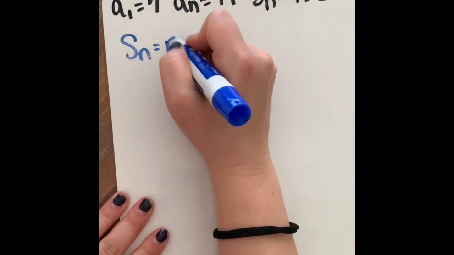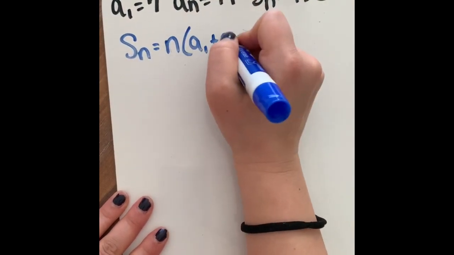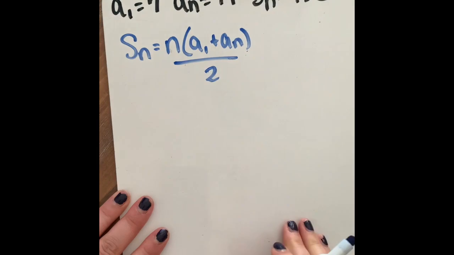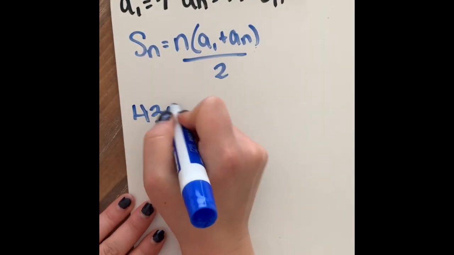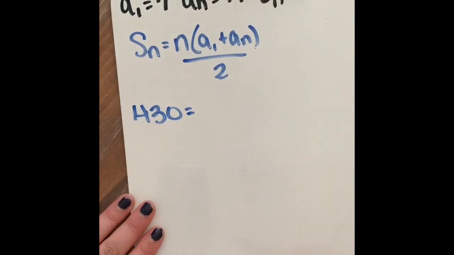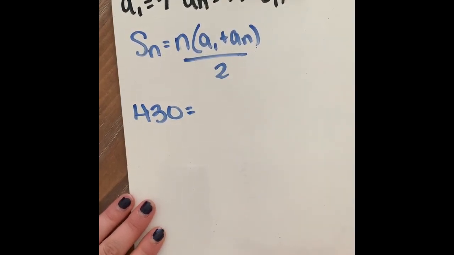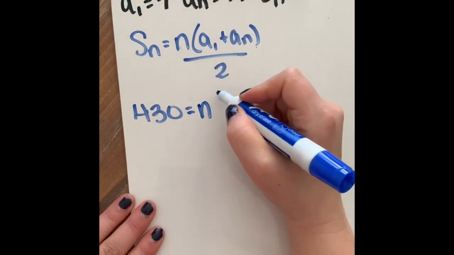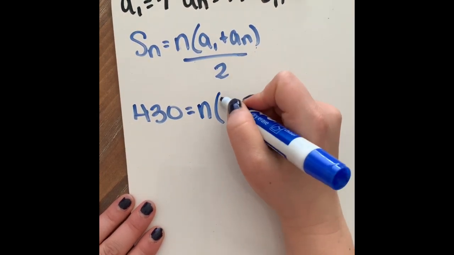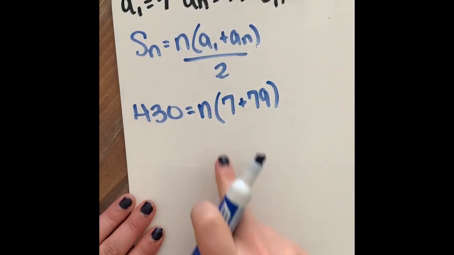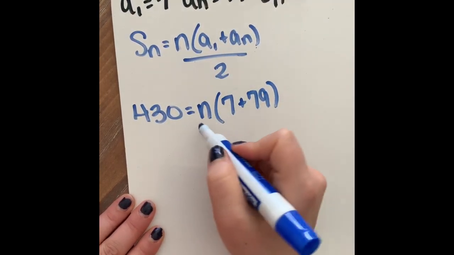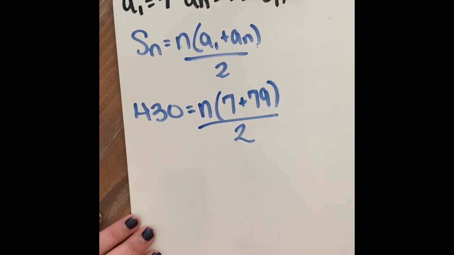S sub n is n times a1 plus an, and then all over 2. So let's plug in what we know. We know s sub n is 430. The n value, we don't necessarily know, right? I don't know what n is, so I'm going to leave that for now as n. A sub 1, the first term is 7, and a sub n, the last term is 79. So basically we're looking for, well, what number term is 79? All over 2. So we can solve this out.